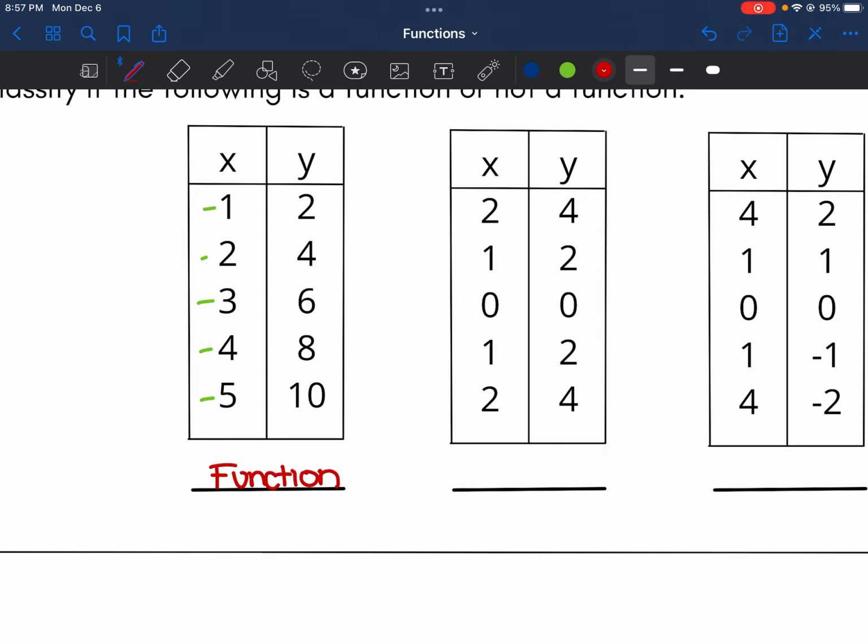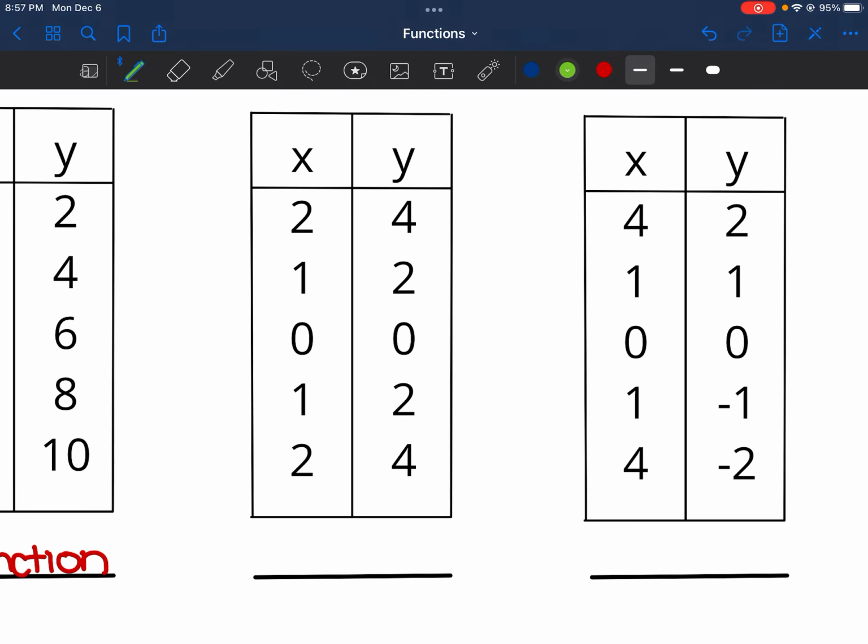Let's go on to the second example. Again, I'm going to go through my x's to make sure that none of my x's appear more than once. So right here I have a 2, I have a 1, I have a 0. Oh, I have a 1 right there. I just said I had a 1, right? So I'm going to highlight this. I have a 1 and a 1. Oh, and right here I have a 2. So my 2's are also repeating. So let me highlight this in different colors.